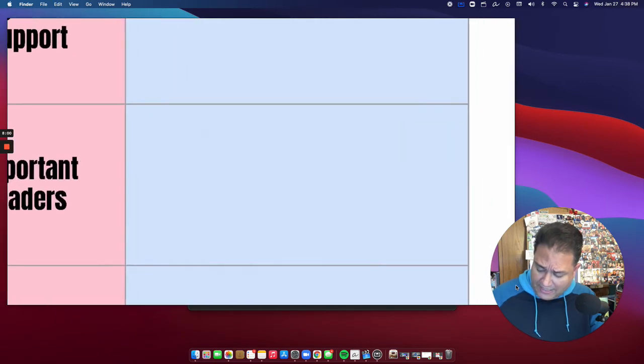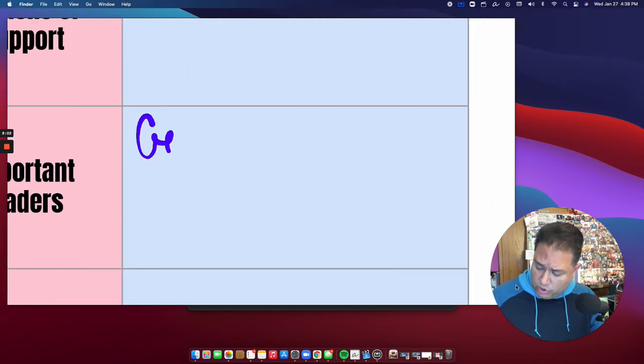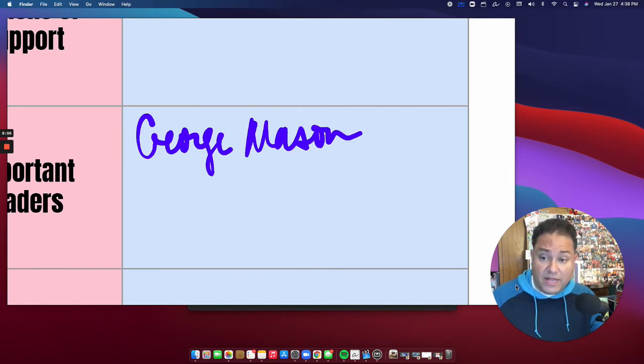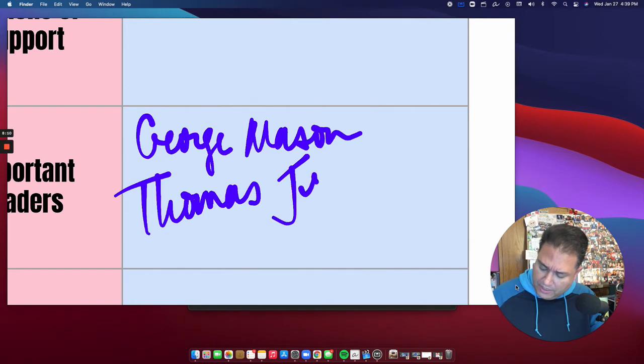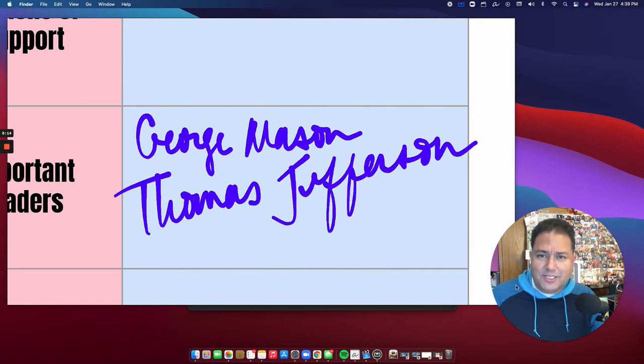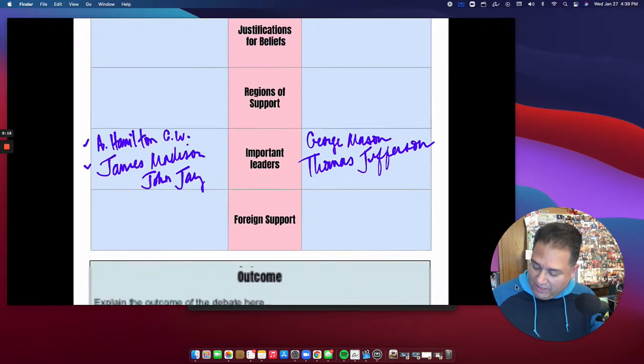In terms of Anti-Federalists, George Mason, he's going to be the author, end up inspiring most of the Bill of Rights. I would say that Thomas Jefferson is also considered an Anti-Federalist. He did not trust the Constitution. He thought that it was a power grab on the part of these Federalists.